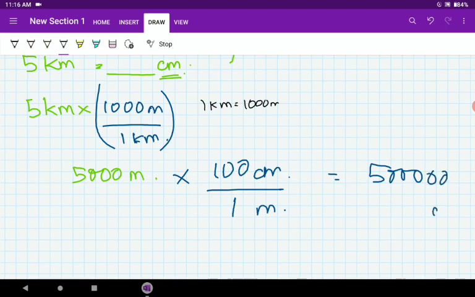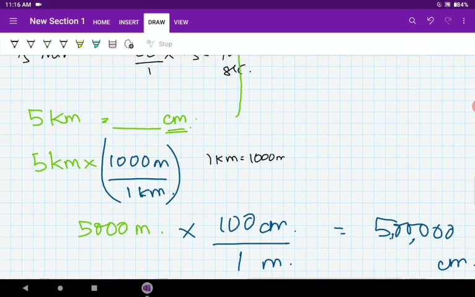So it comes 5 lakh centimeter. Actually this is necessary in order to understand how to convert 5 kilometer into centimeter. So what is the answer which has come? 5 kilometer equals 5,000,000 centimeter. See, this is also another reason why we are using prefixes.